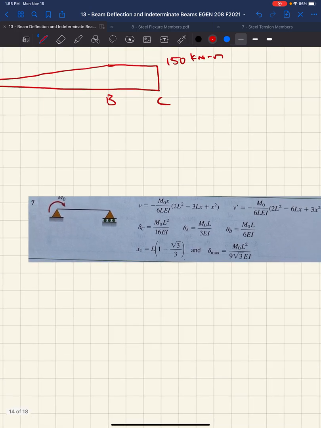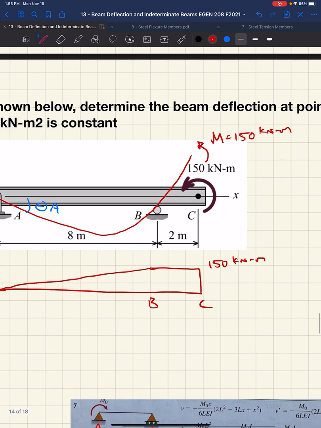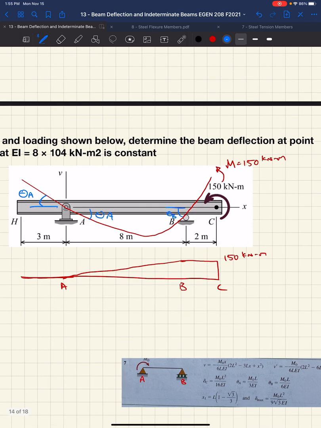they give us theta A, theta B. Kind of hard to decide what's what here, but this is A and this is B. As you can imagine, as we've seen here, theta B from our sketch even looks more than theta A. Makes sense based on the loading.